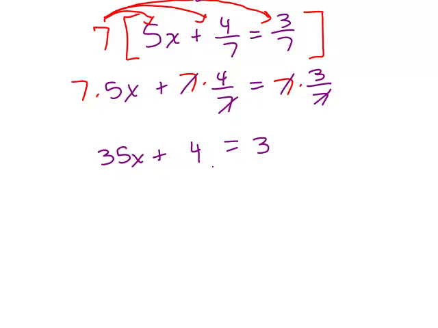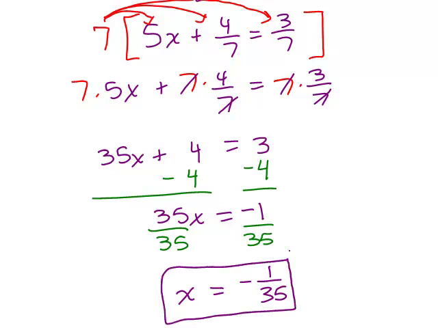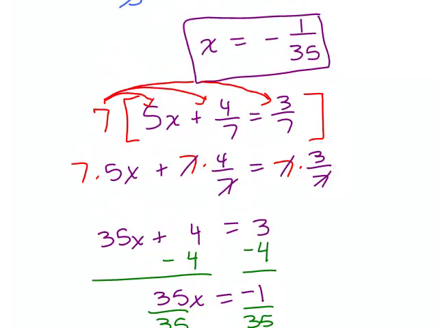And now we go ahead and do our usual steps for isolating the variable and solving. We'll subtract 4 from both sides, so we have the variables on the left side in this case and constants on the right. Remember, 3 minus 4 is a -1, and then divide both sides by 35. So we end up with x equals -1/35, which is what I got when I solved it the first way up here. I got x equals -1/35.